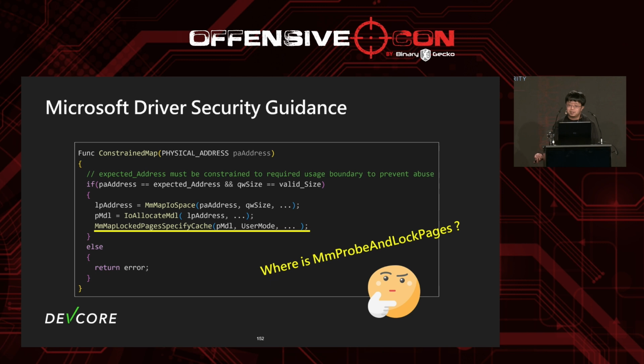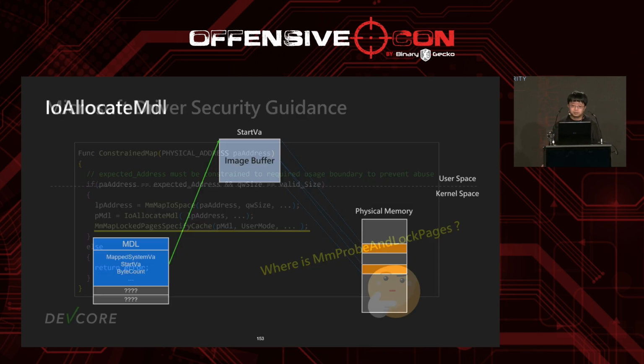As we mentioned earlier, in typical usage, after allocating an MDL, you need to call MmProbeAndLockPages or another API to lock the physical pages. But in this case, the code called MmMapLockedPagesSpecifyCache directly. This leads to undefined behavior.